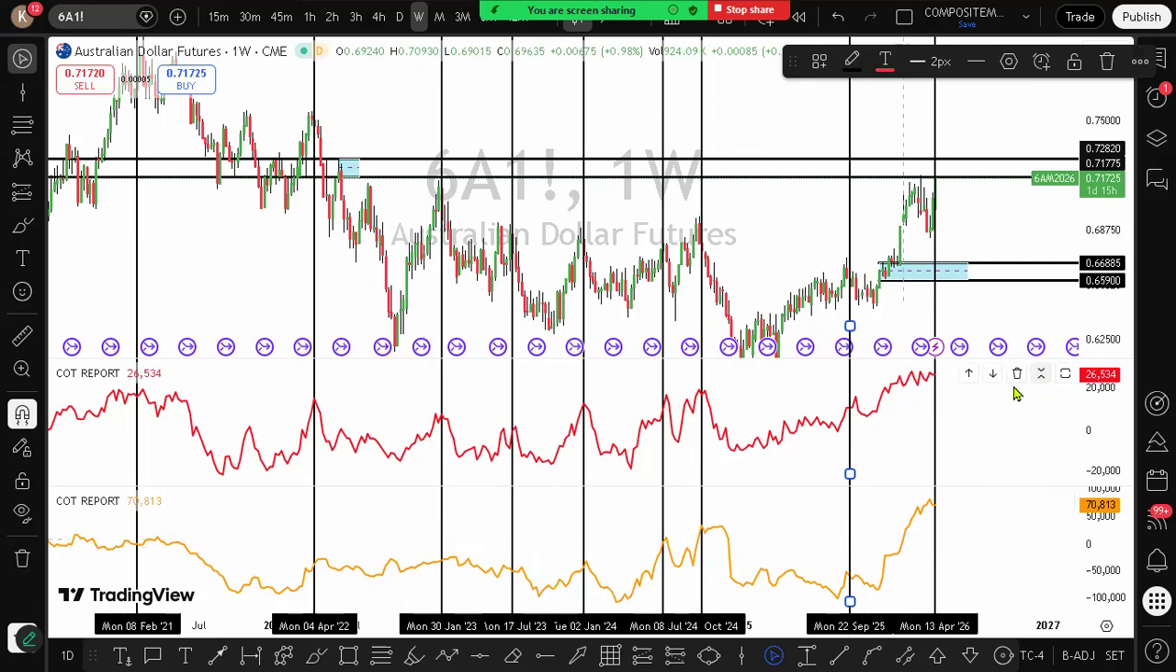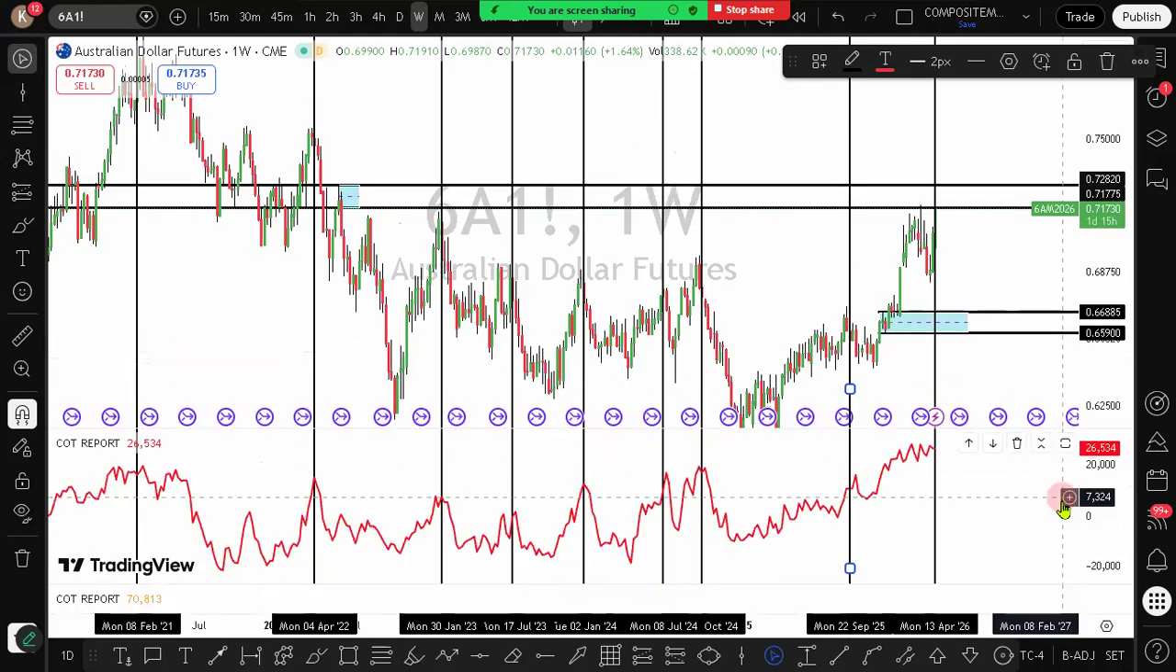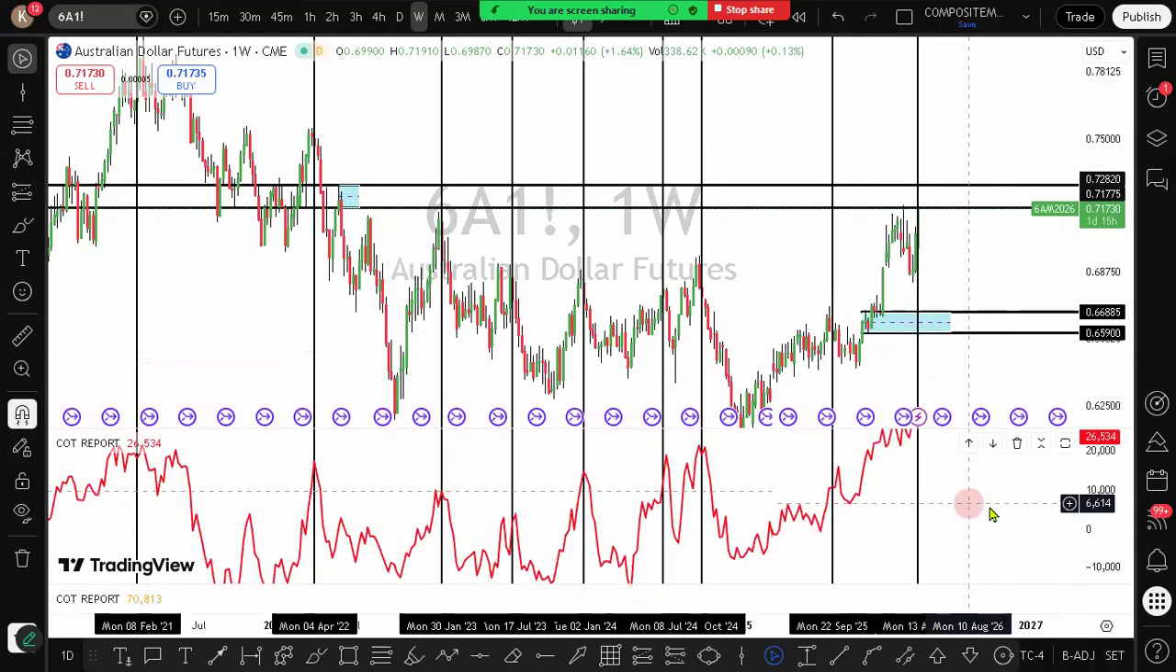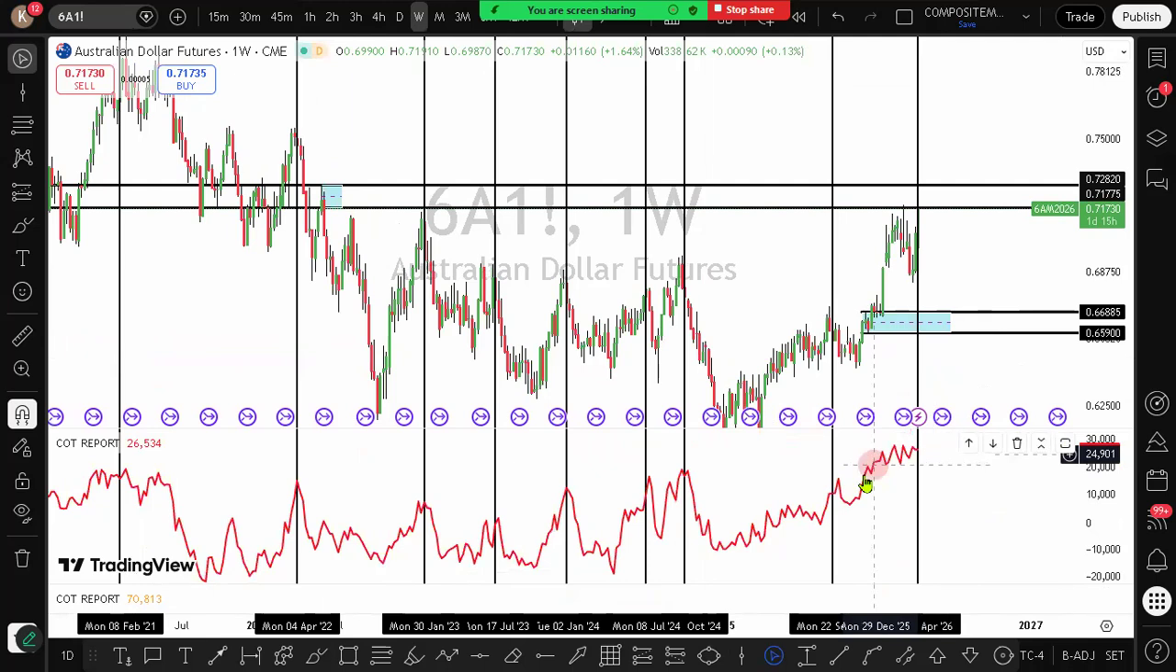Let me show you something on the retailers' position. If you look at these retailers, there's something unique about them. They have been bullish all the way since 2024 up to 2026, like this, almost 5 to 6 years.